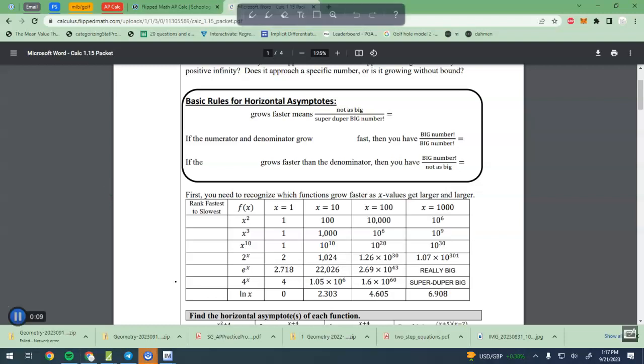Okay, horizontal asymptotes. Before I even do that, let me just start with this. How many, let's say it out loud, I'll give everyone a chance to think about it. How many vertical asymptotes could there possibly be on the graph? Yeah, go for it. Infinite is correct.